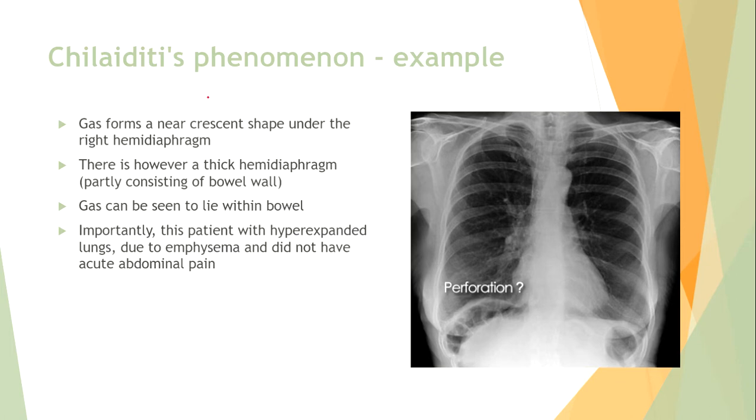Chilaiditi phenomenon example. Sometimes we see on the right part of the abdomen a sickle sign, and under this crescent sign we have part of the bowel, and we think about perforation first of all. But you must know, gas forms a near crescent shape under the right hemidiaphragm. There is, however, a thick hemidiaphragm, partly consisting of bowel wall. Gas can be seen to lie within bowel. Importantly, this patient has hyperexpanded lungs due to emphysema and did not have acute abdominal pain. In this case, we must look to the other side and think: do we have free gas here, or do we not have this gas?